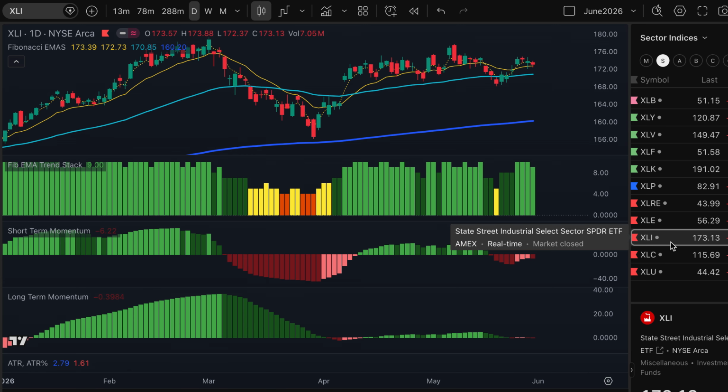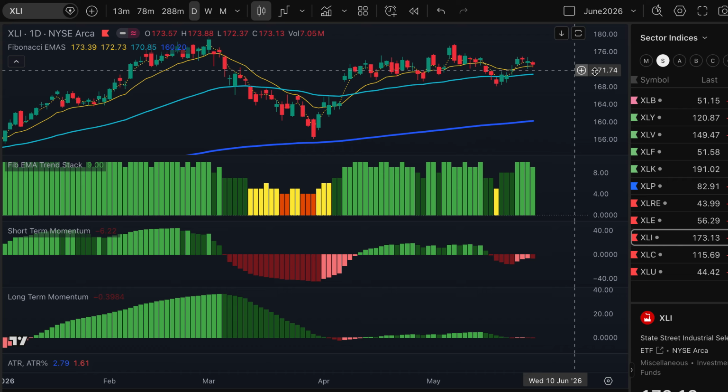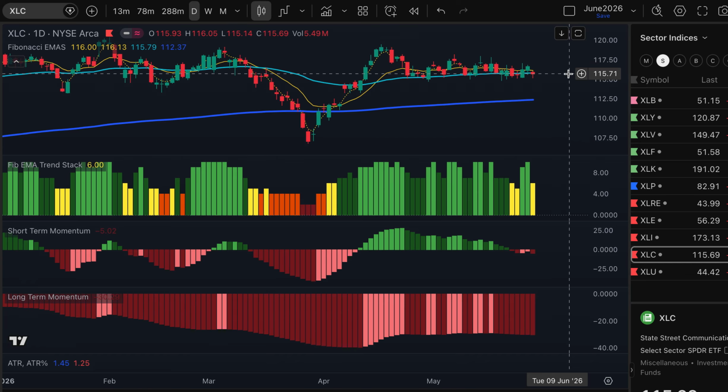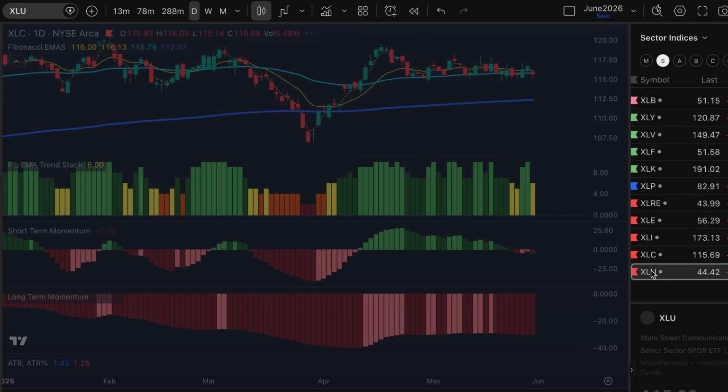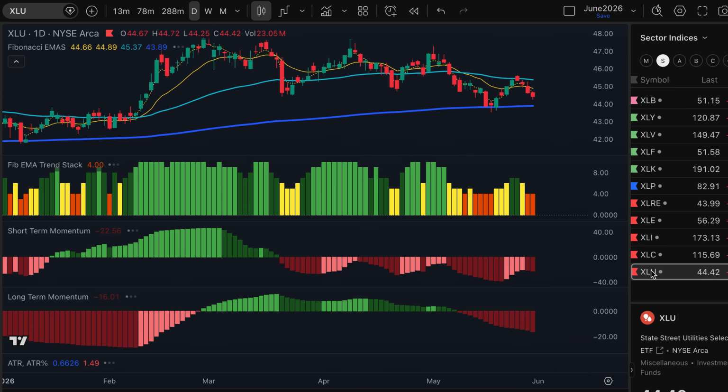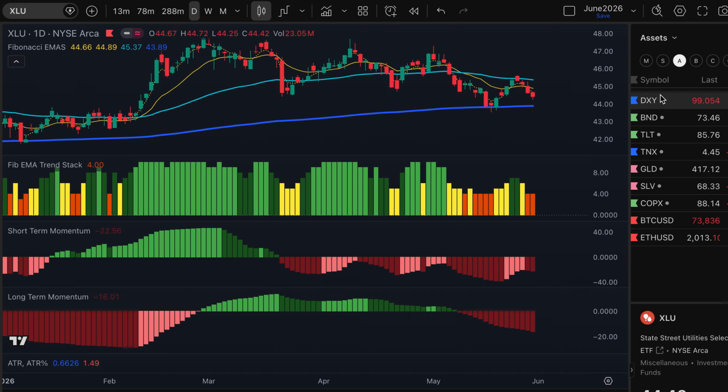Industrials, XLI. 9 out of 10 on the trend score. Short-term momentum fading. Long-term momentum kind of hovering around that 0 point. Communications, XLC. 6 out of 10 on the trend score. Short-term momentum is red. Long-term momentum is red. And the utility sector, XLU. 4 out of 10 on the trend score. Red, short-term and long-term momentum. So that's it for the 11 spider sector ETFs.